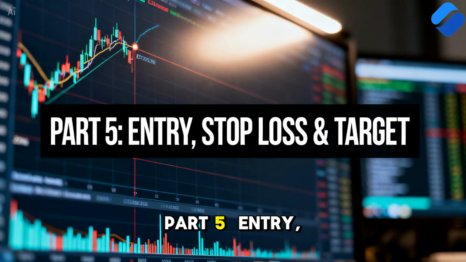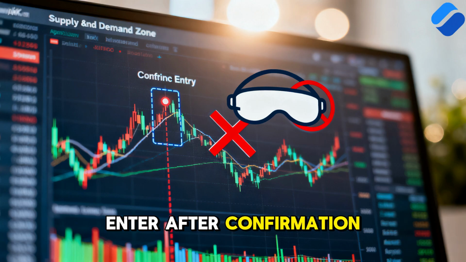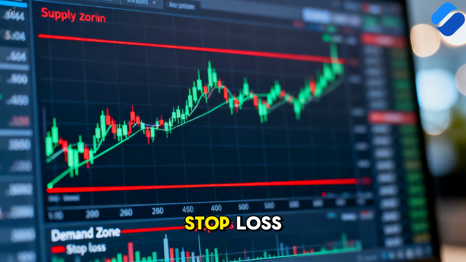Part 5. Entry, stop loss and target. Now let's make this practical. Entry. Enter after confirmation inside the zone. Don't enter blindly. Let the market show its intention first. Stop loss. Place your stop loss just outside the zone. Below demand zone for buys. Above supply zone for sells. Give it a little space.